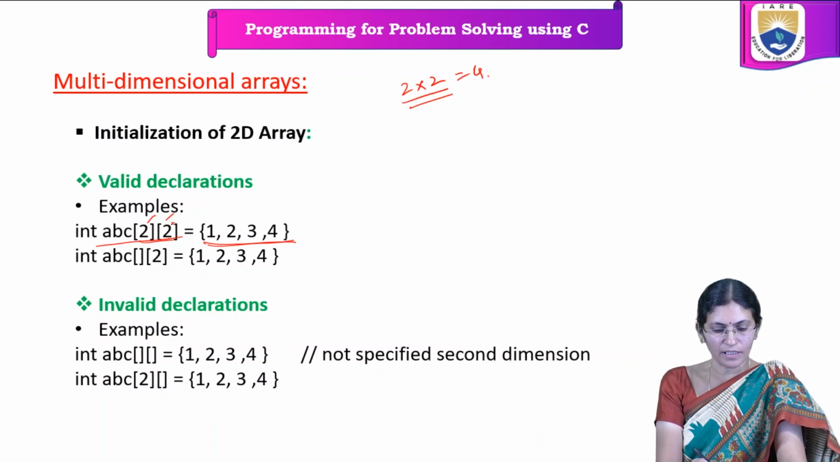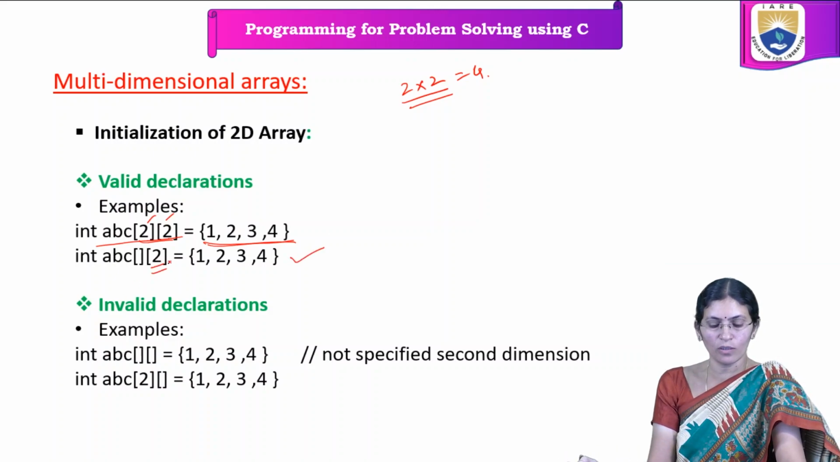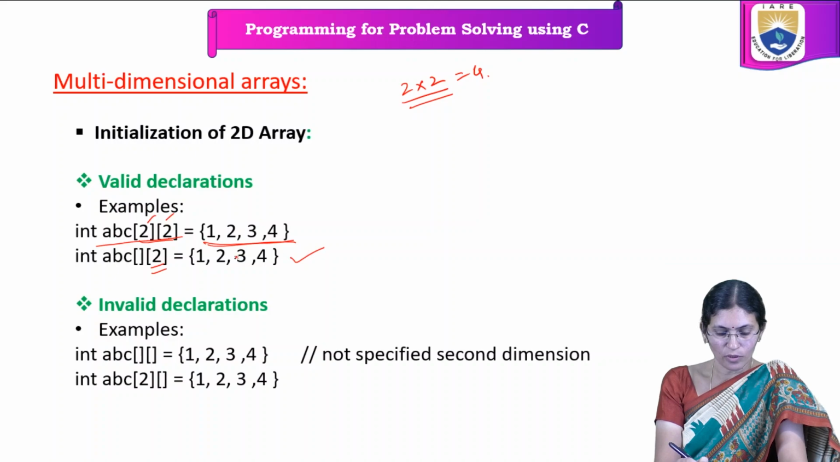So this is a valid declaration. Next, this is also a valid declaration. Here we have specified the column size. Column size means, in each column, there are two columns. So these refer to the first row and these refer to the second row. So in each column we have two elements.